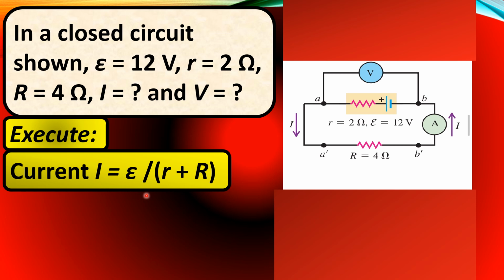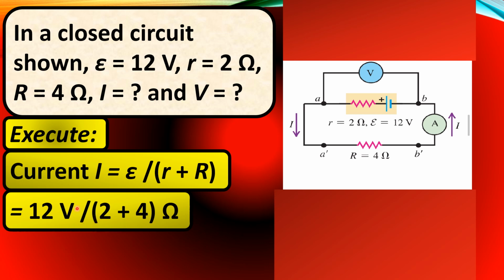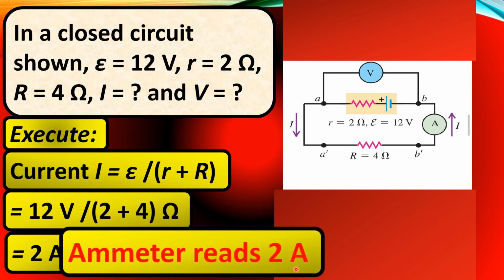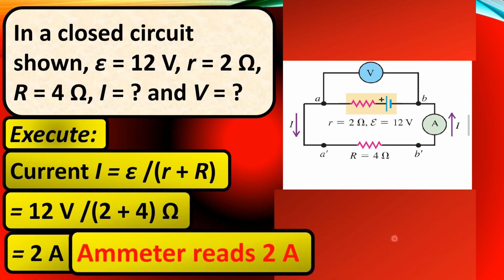current I equals the EMF of the battery divided by the sum of the internal resistance small r and the big resistance capital R. Or when we substitute, we have for the EMF of the battery, which is 12 volts, divided by the value of the internal resistance of the battery, 2 ohms, and the big R, which is 4 ohms. So we get the current generated by the battery, or the current in the circuit, equal to 2 amperes. So in other words, this amount of current is what will be read by the ammeter. The ammeter reading, therefore, is equal to 2 amperes.